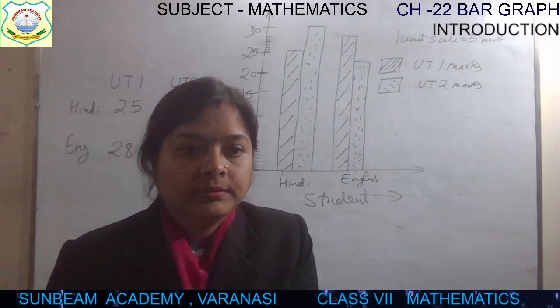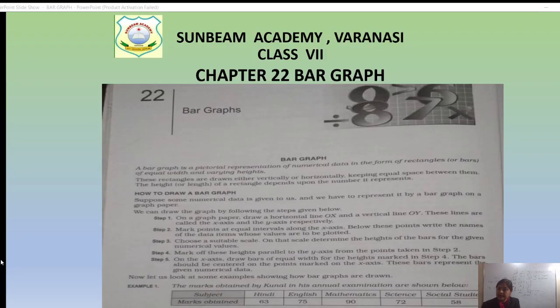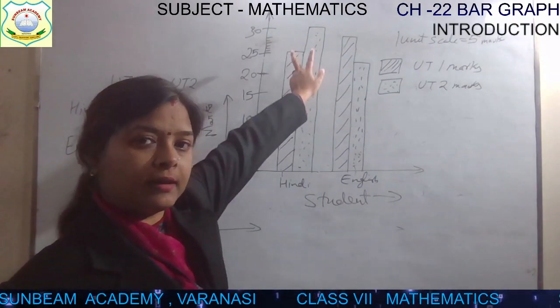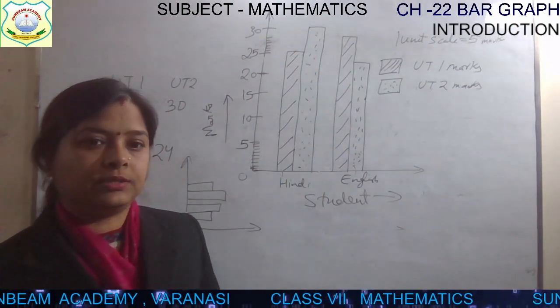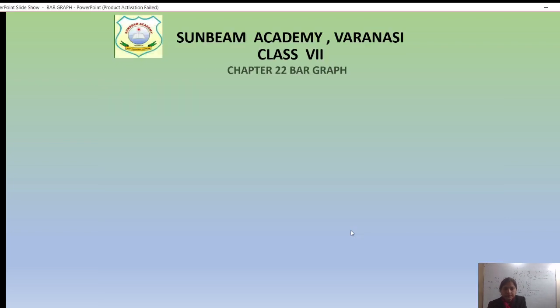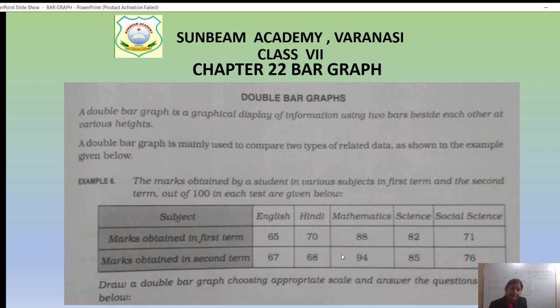Now let's see this. A bar graph is a pictorial representation of, किसका representation है? Of numerical data in the form of rectangles of equal width and varying height. Equal width तो है but height vary कर रहा है, varying height. Okay, so after this let's see double bar graph. Double bar graph is a graphical display of information using two bars besides each other at various height. You are comparing the data. Okay, you are comparing the data in double bar graph.